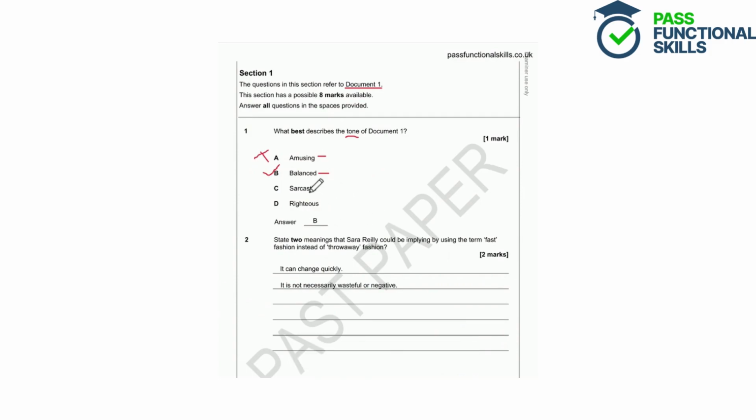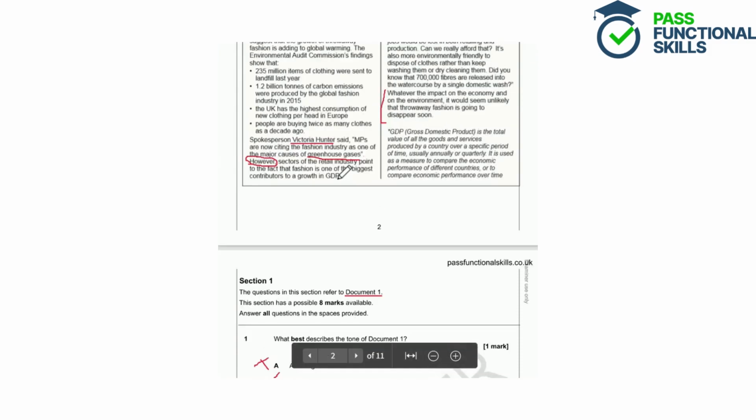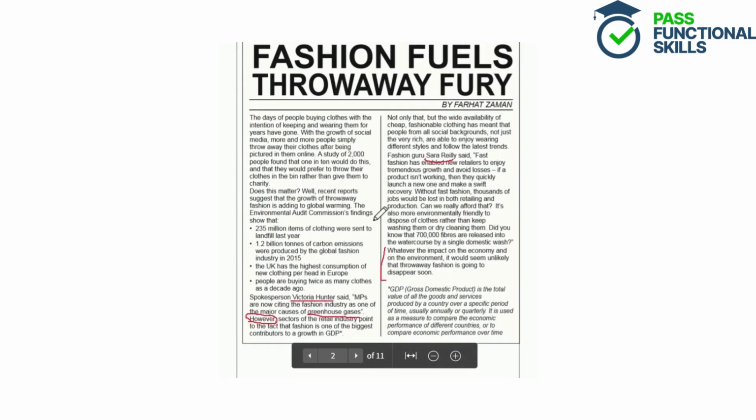Sarcastic. Sarcastic just means that someone says something that they don't really mean, usually for comedic effect. So we've already discounted amusing. There's not really any sarcasm in here. There's no attempt at humour. So we can discount that one.